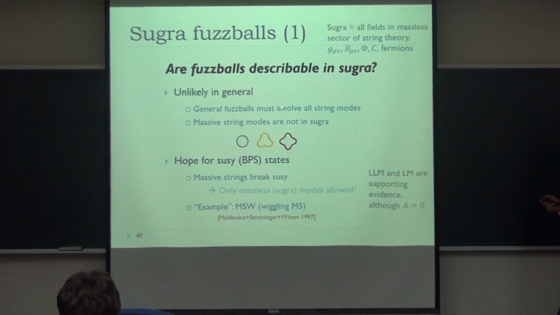And this is probably unlikely in general, because general fuzzballs, general microstates, must involve all massive stringy modes. Well, actually this is not precise, in the sense that this is not the massive massless string, but never mind. And massive string modes are not in supergravity, so it's not likely that general fuzzballs are supergravity states.